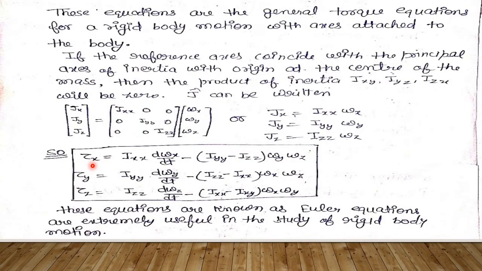So we get tau x equals Ixx d omega x upon dt minus (Iyy minus Izz) omega y omega z. Similarly, tau y equals Iyy d omega y upon dt minus (Izz minus Ixx) omega x omega z, and tau z equals Izz d omega z upon dt minus (Ixx minus Iyy) omega x omega y. These equations are known as Euler's equations and are extremely useful in the study of rigid body motion.